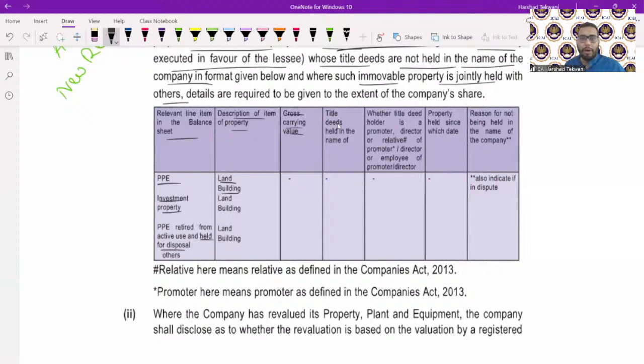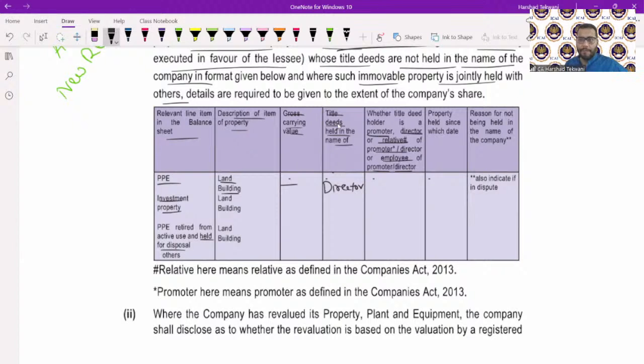Gross carrying value in your books. Title deeds held in the name of. Let's say the title deed is in the name of one of the directors. So the director's name will be over here. Then whether the title deed holder is a promoter, director, or relative of the promoter, director, or employee of the promoter or director. Who is the person in whose name the property is?